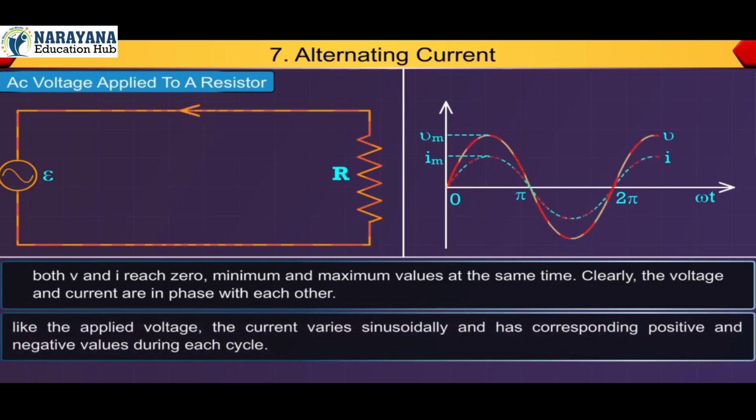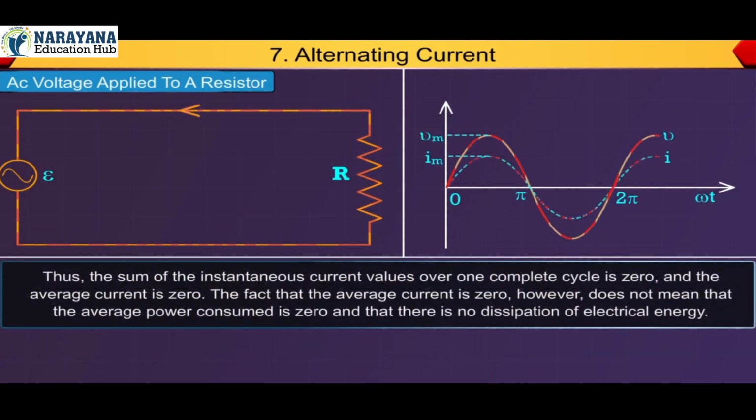We see that, like the applied voltage, the current varies sinusoidally and has corresponding positive and negative values during each cycle. Thus, the sum of the instantaneous current values over one complete cycle is 0 and the average current is 0. The fact that the average current is 0, however, does not mean that the average power consumed is 0 and that there is no dissipation of electrical energy.